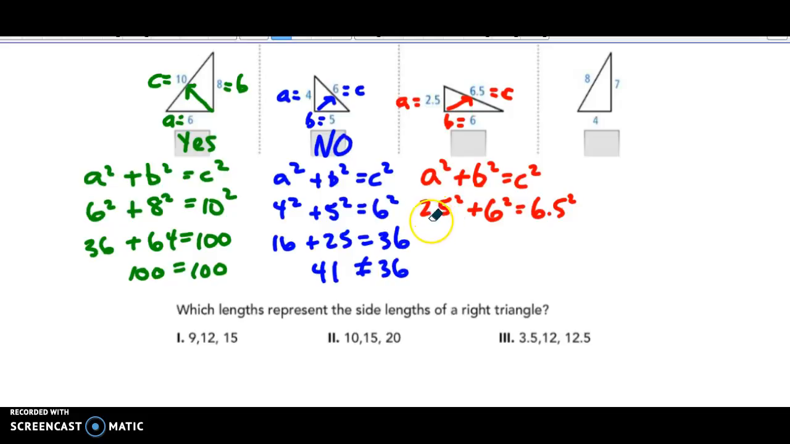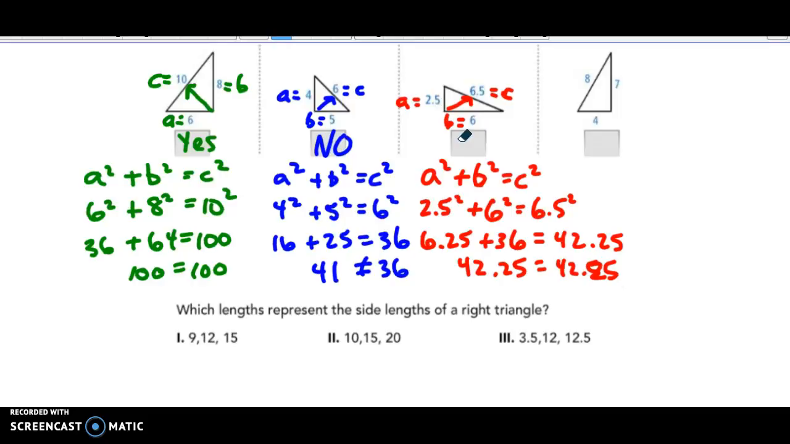Okay, so as we simplify, 2.5 squared would be 6.25. 6 squared is 36. And 6.5 squared is 42.25. So as I add 6.25 plus 36, I get 42.25, which is equal to 42.25. So I could say yes, this is a right triangle because A squared plus B squared equals C squared.